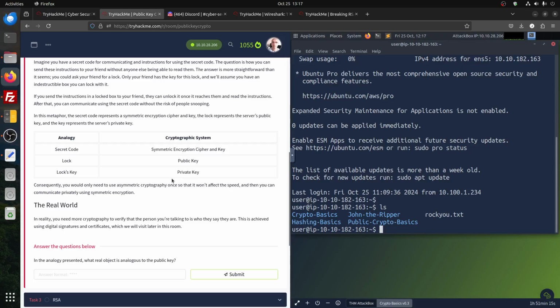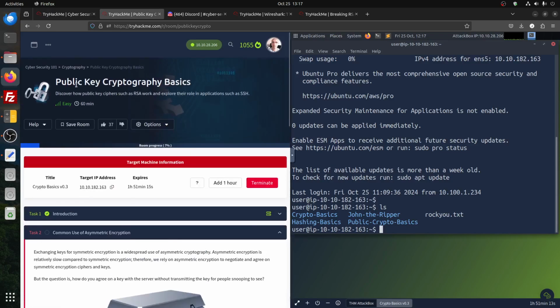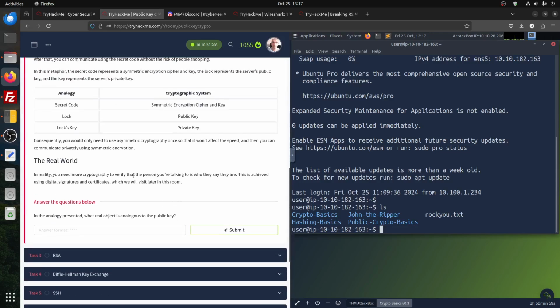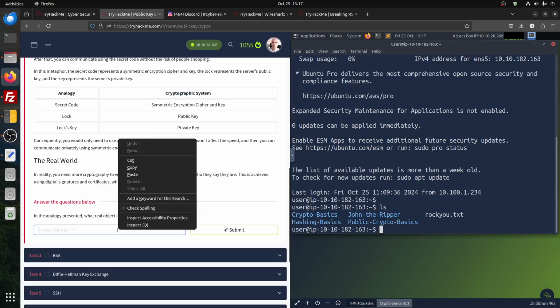And then after you get the instructions on how to communicate, you start communicating. Of course, for real life, that's how public key encryption works: how to share a key between A and B without someone in the middle stealing it. If you read this scenario, what is the real object that corresponds to the public key? In this scenario, we're talking about a lock. The lock is the public key. So this is just an analogy.